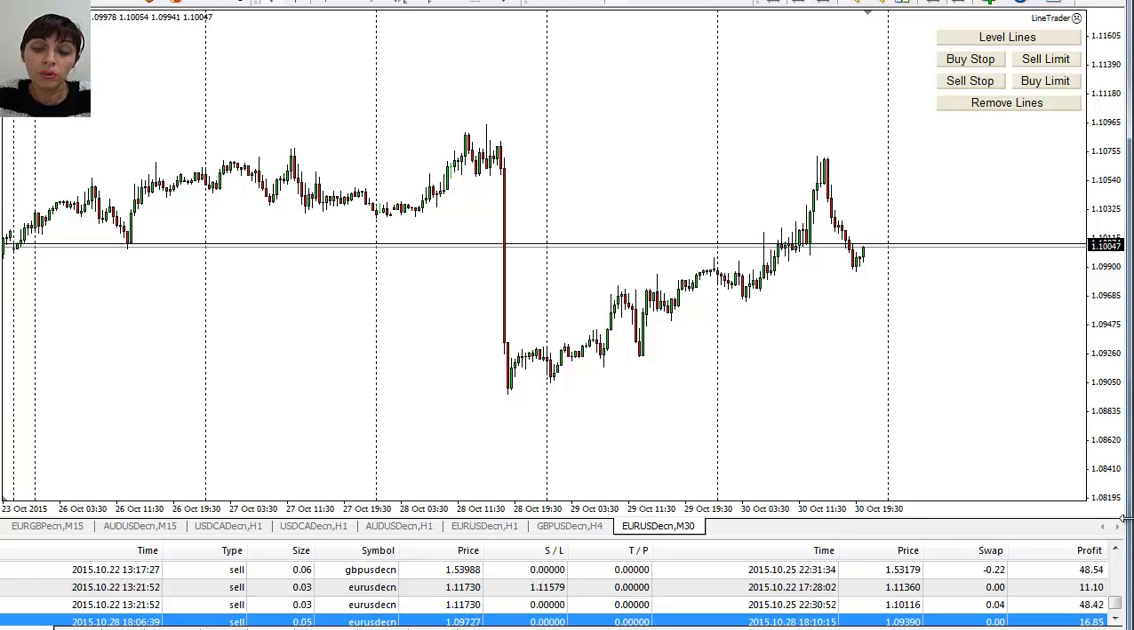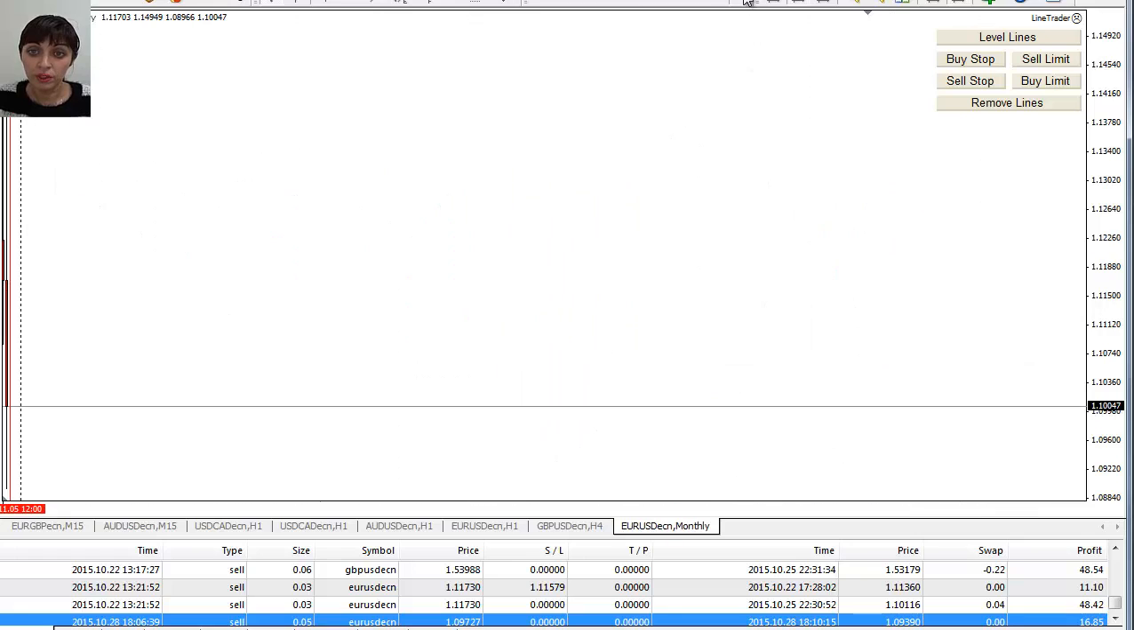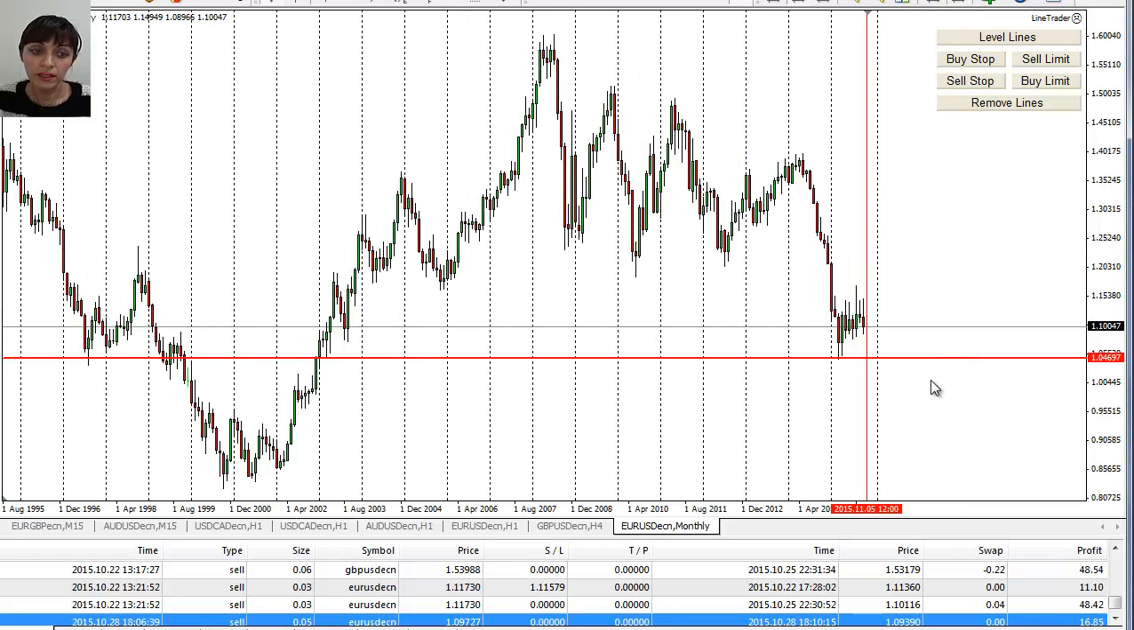All examples will be for just one pair, Euro USD, but you can use the same rules for any other pairs. My main and favorite pair is Euro USD, and you can see this open chart already. Right now it's 30 minutes, but I always start from the monthly chart. So let's do it from the beginning.